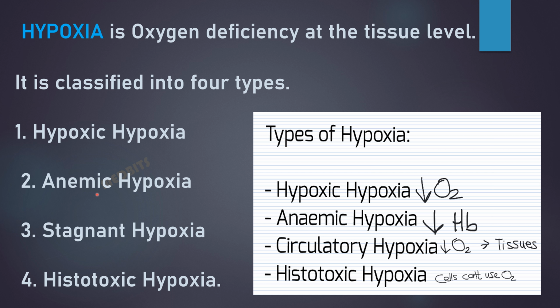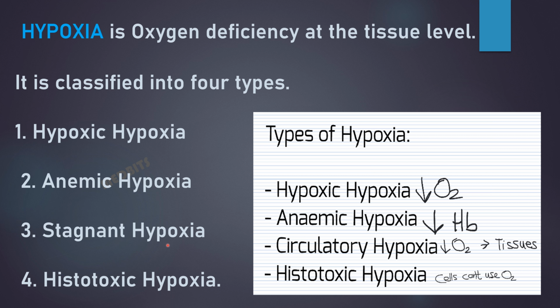So coming to the next one, anemic hypoxia. In this condition, the PO2 will be normal, but the oxygen carrying capacity of the hemoglobin will be reduced. So it is seen in cases such as hemorrhage, shock, and congestive cardiac failure. Now coming to the next one, stagnant hypoxia. In this condition, the blood flow will be sluggish to the tissues. The same reasons can be hemorrhage and so on.